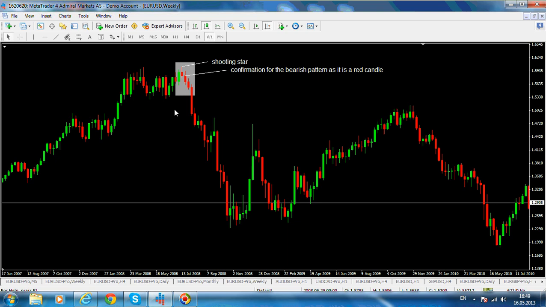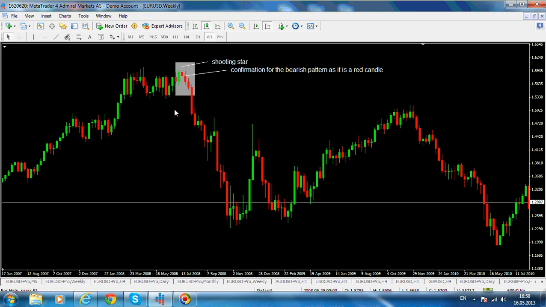Sometimes this gap appears, especially on the equity markets, but for the purpose of this analysis on the currency markets, it actually does not play any importance whatsoever.